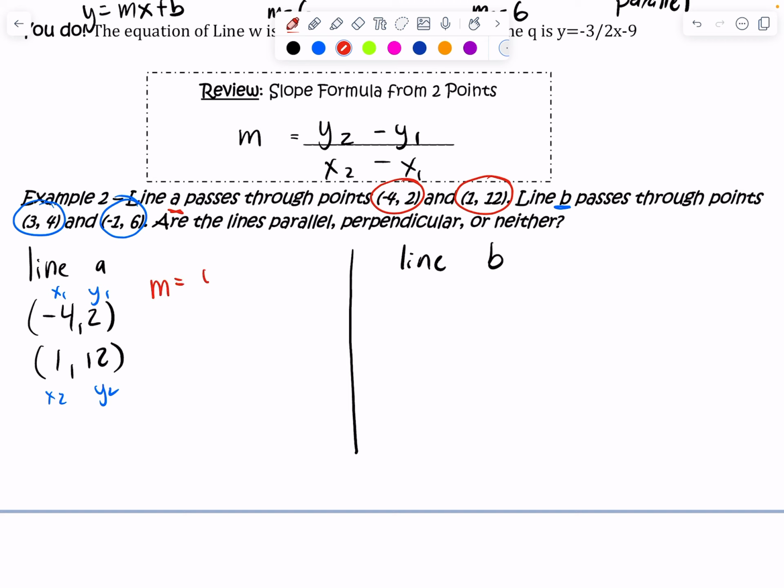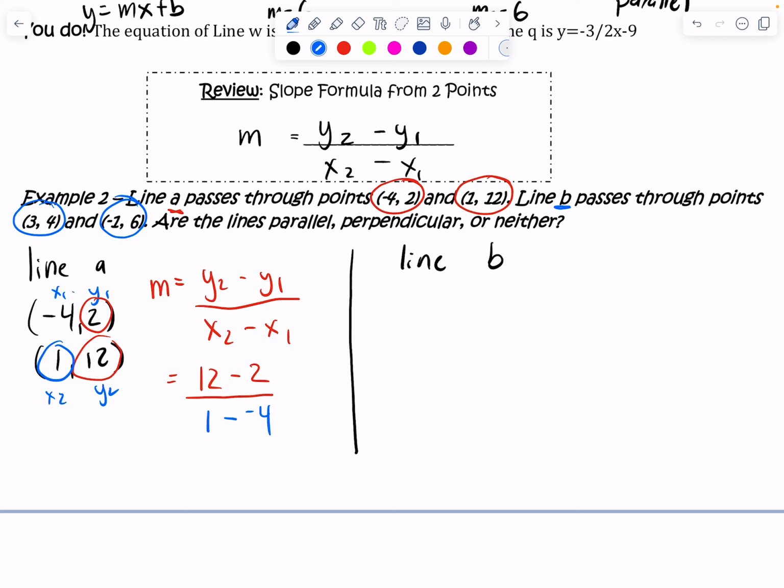M is equal to y2 minus y1 over x2 minus x1. Right, to plug in our values, right? So y2 is 12 minus y1 is 2 over x2, which is 1, minus -4.